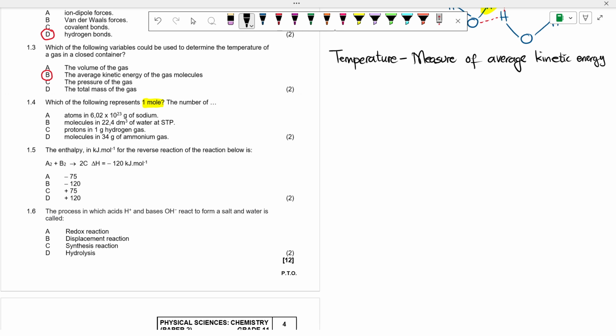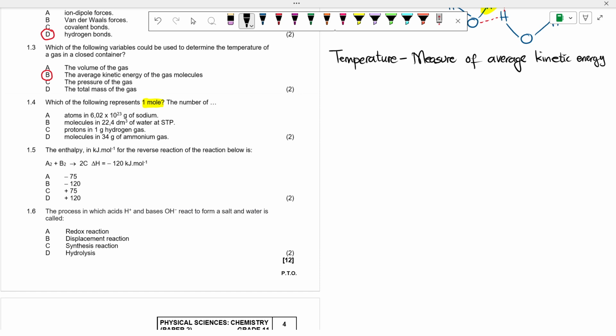Supposed to be a little bit easy. Or you can check all the options if you want.